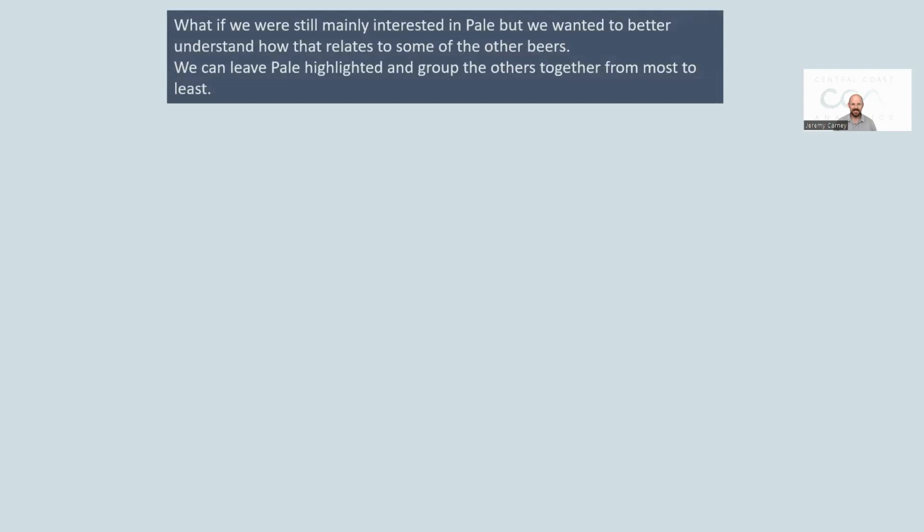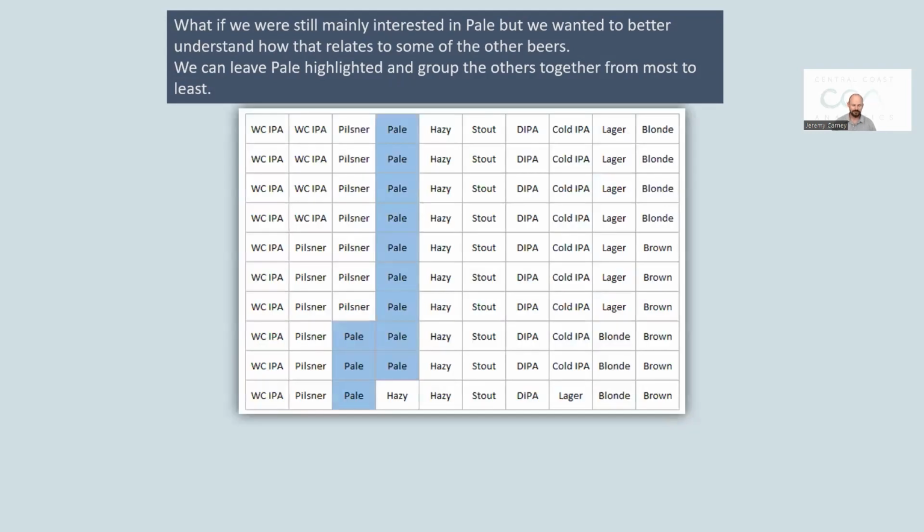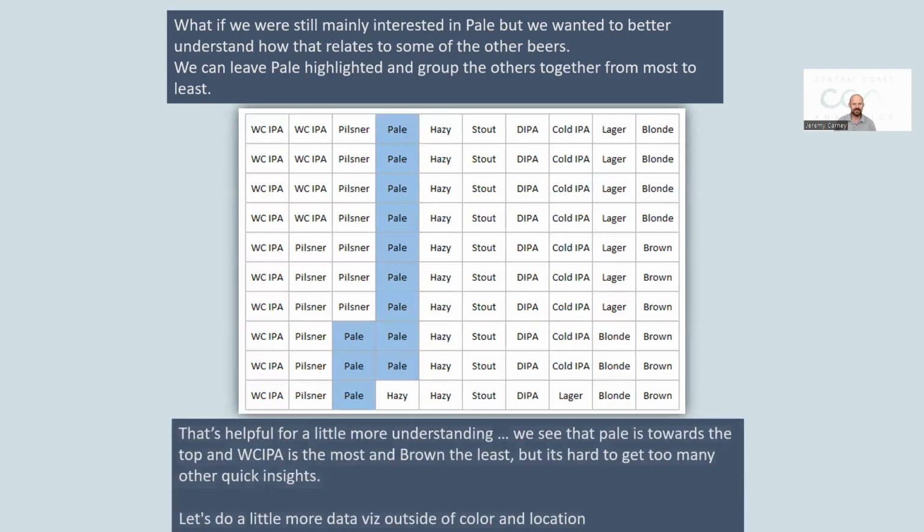What if we're still mainly interested in pale, but we want to better understand how that relates to some of the other beers in the categories? We can leave pale highlighted, and now let's group the others together from most to least. Let's see what that looks like. Okay, that's interesting and helpful for a little bit more understanding.